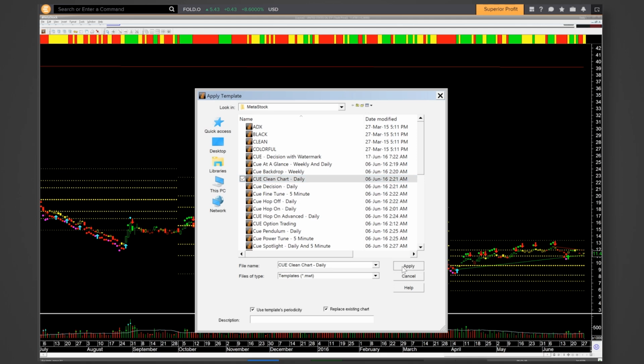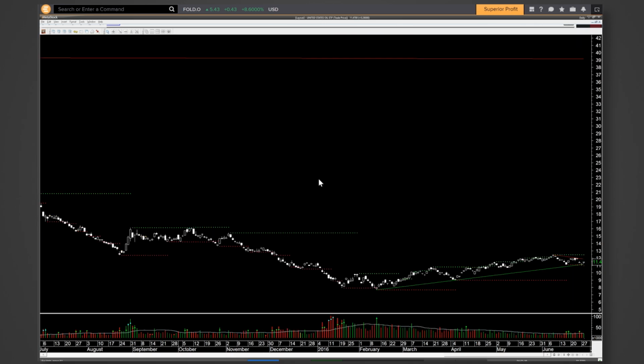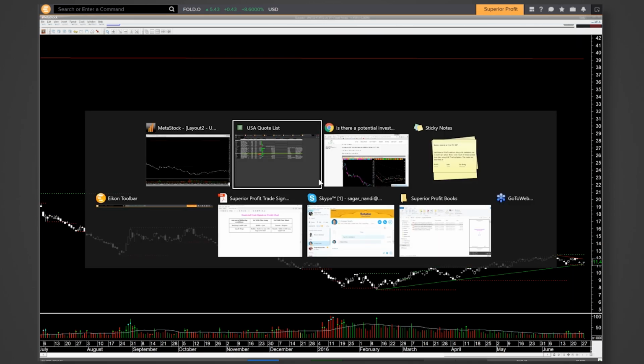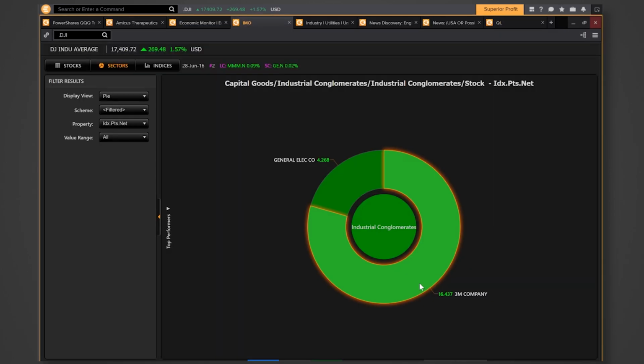And what other template do we have? We have the fine-tune template and power tune template, that is for daily chart. We have a clean chart. Sometimes people like to make notes on a chart, so it's a clean chart.